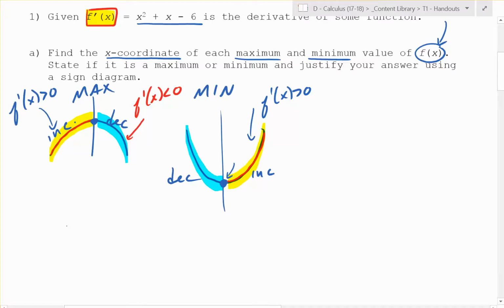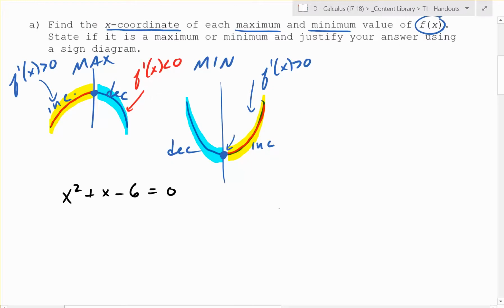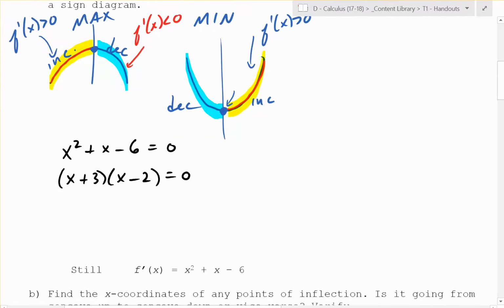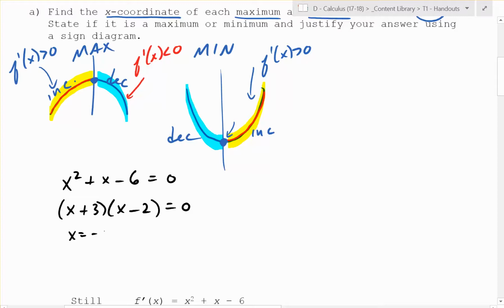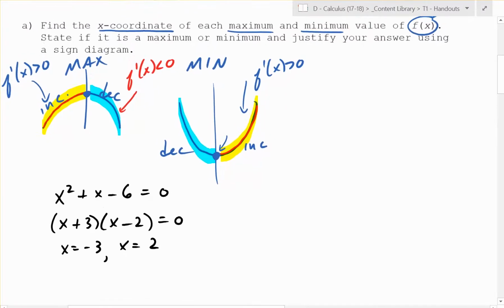The way we do that is we set the derivative equal to 0. If we find out where it's equal to 0, we can figure out where it's not equal to 0. This one's nice because it factors nicely. x plus 3 times x minus 2 equals 0, and you can check that. So what does this mean? x equals negative 3 or x equals 2. That means the derivative is 0 at those values. So at x equals negative 3 and at x equals 2, f prime of x is equal to 0.